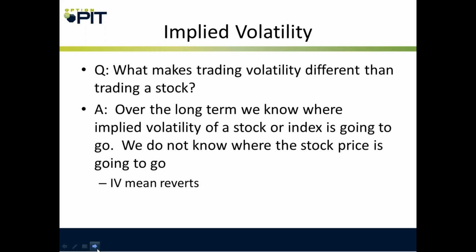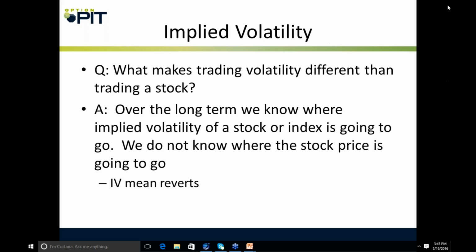So what makes trading volatility different than trading a stock? What is implied volatility? Over the long term, we know where implied volatility of a stock or index is going to go. We don't know where the stock price might go. Implied volatility can go anywhere, but it won't stay there. A stock price can just keep going and going and going. Look at Facebook. Just goes up. There's no mean reversion in stocks.